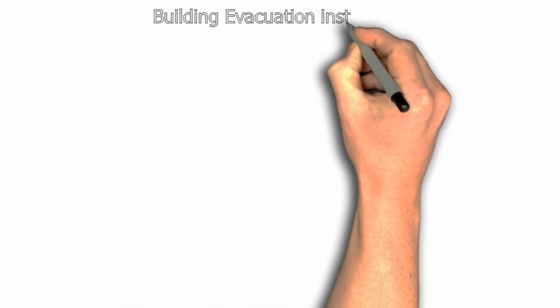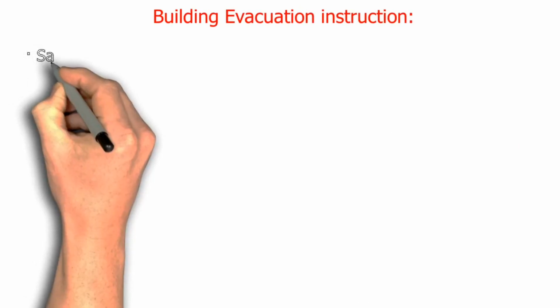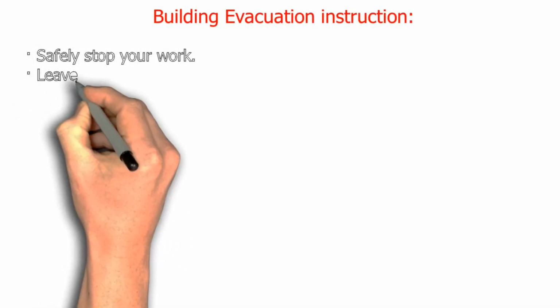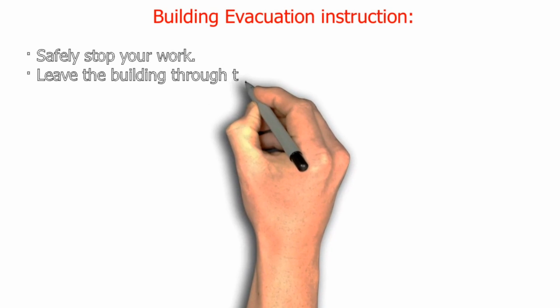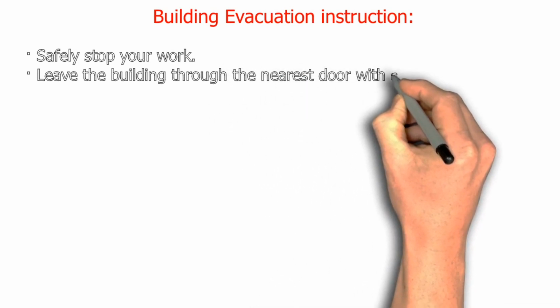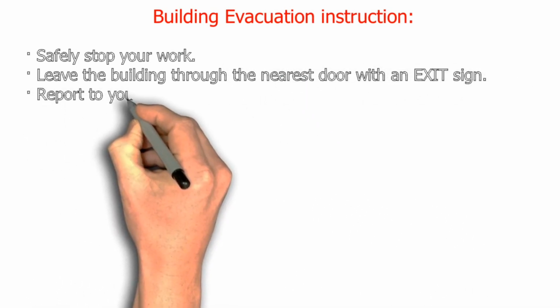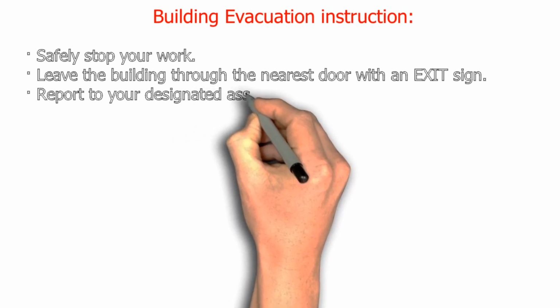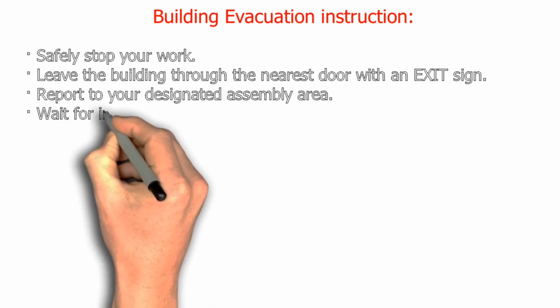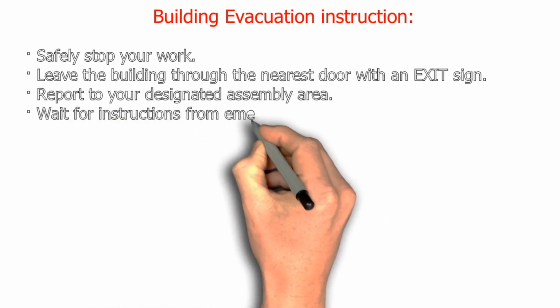Building evacuation instruction. Safely stop your work. Leave the building through the nearest door with an exit sign. Report to your designated assembly area. Wait for instructions from emergency responders.